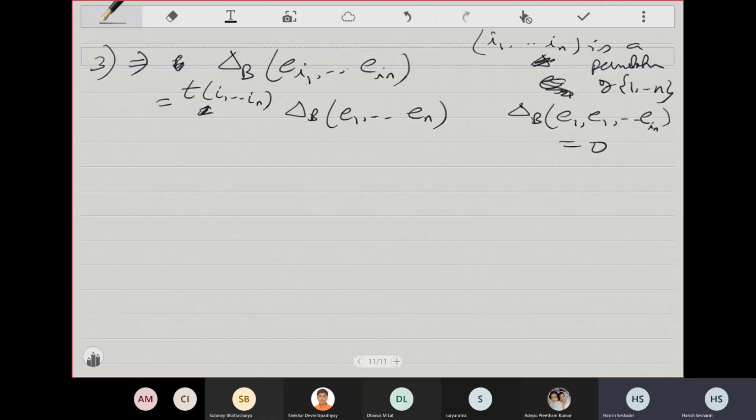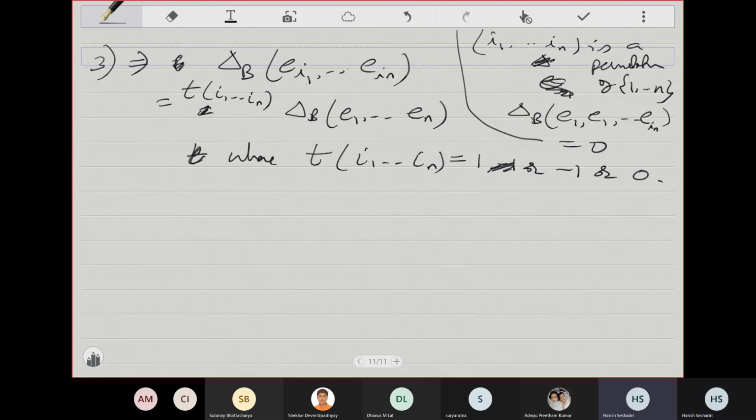So in fact, I do this where t of i1 up to in is 1, -1, or 0. So I don't even have to remark that these are all distinct. If they are not distinct, I'll just put this t function to be 0 if any two of them are equal. Even then this equation will be true, because right hand side is 0, left hand side is 0.